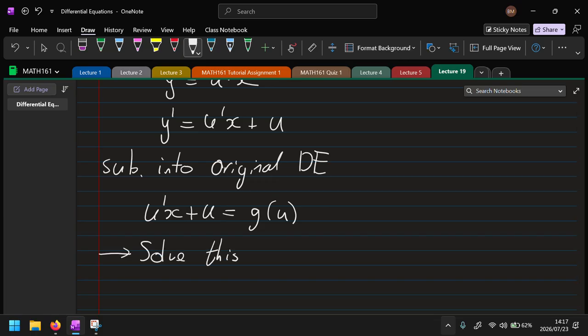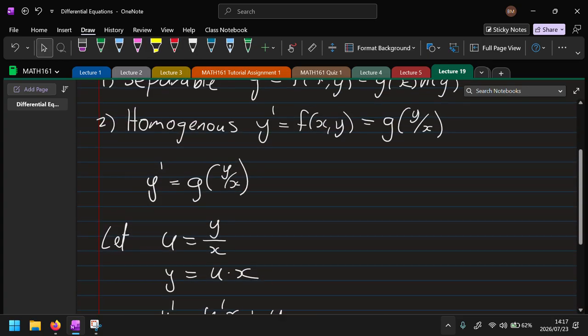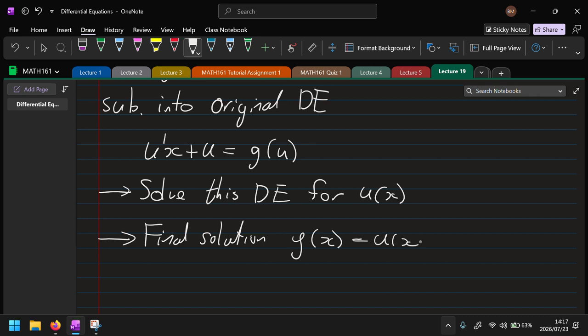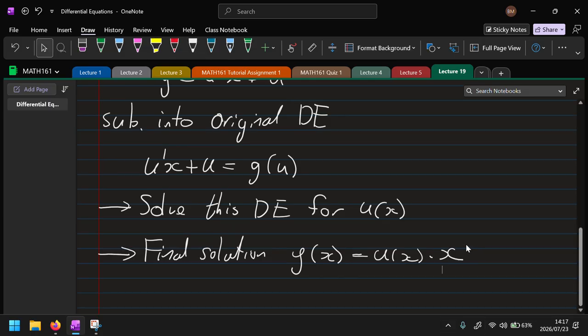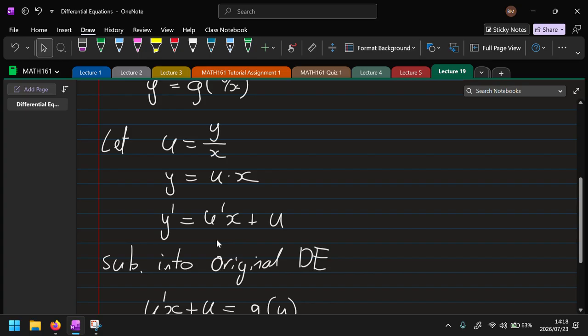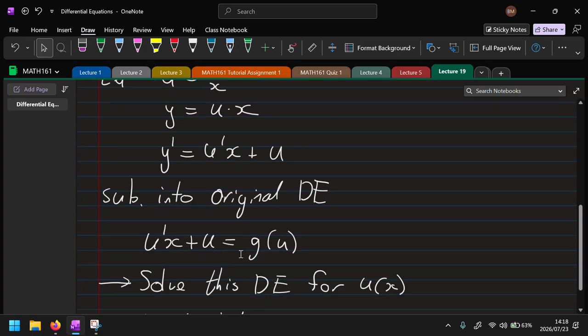So solve this differential equation for u of x. But that was just a substitution. If we go back here, y is then u times x. So that gives us our final answer. So the hope is that whatever complicated right-hand side this becomes, when we do this y over x substitution, it becomes simple. That's the idea.